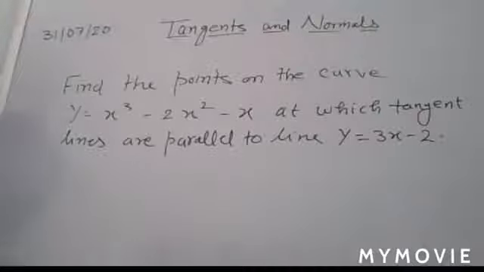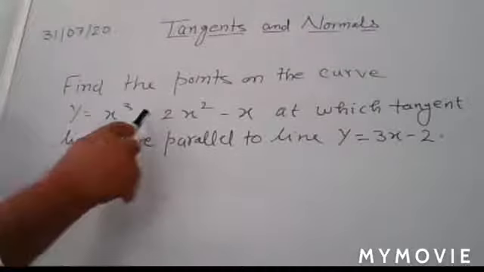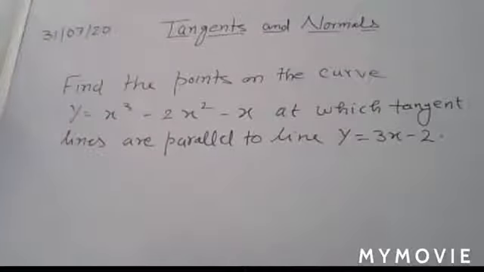So that is your question. It means you have to find the point on the given curve at which the tangent lines are parallel to the given line. No doubt, the tangent line is parallel to the given line, so their slopes are equal. But here you have to find the point on the curve.